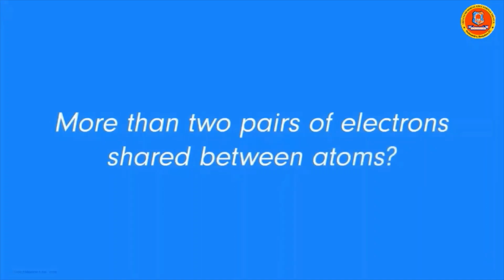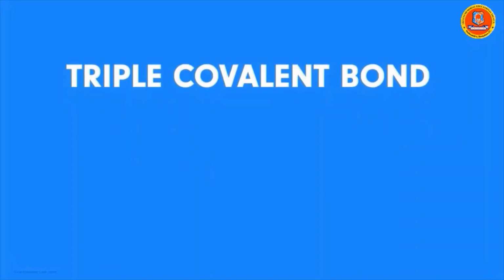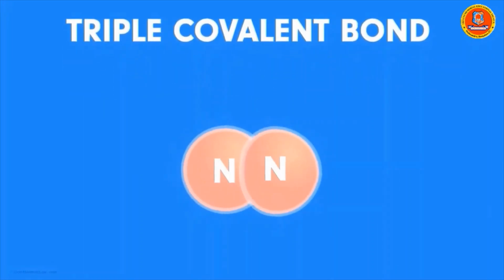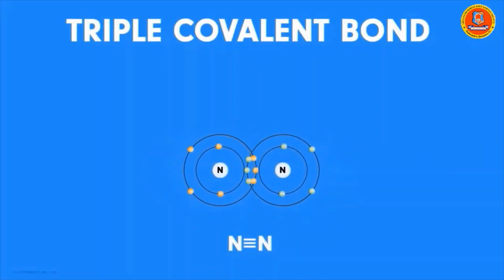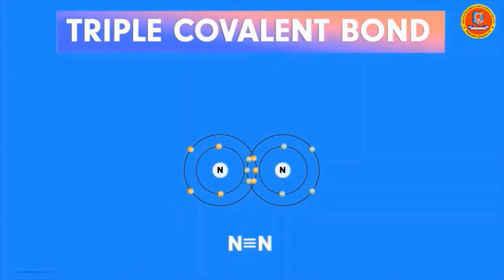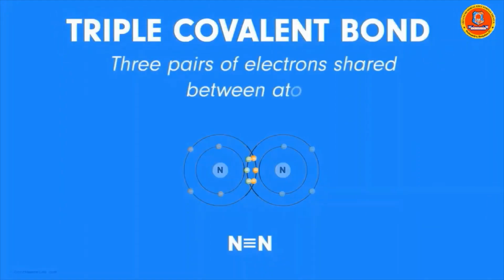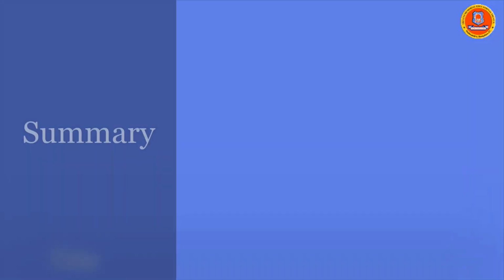What happens if we have more than two electron pairs shared between the atoms? We get a triple covalent bond. So let's take the example of nitrogen to understand it better. Nitrogen will share 3 electrons each between the atoms to form a triple covalent bond. So each nitrogen atom shares 3 electrons, or the sharing is 3 pairs of electrons between the atoms. It is represented by 3 short lines, as we can look at the diagram.